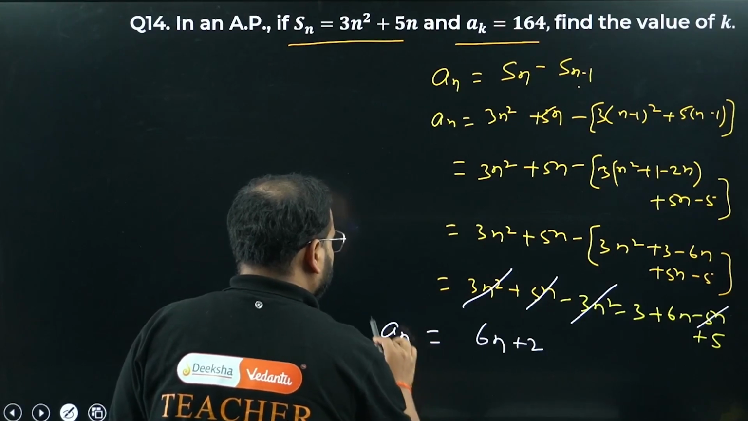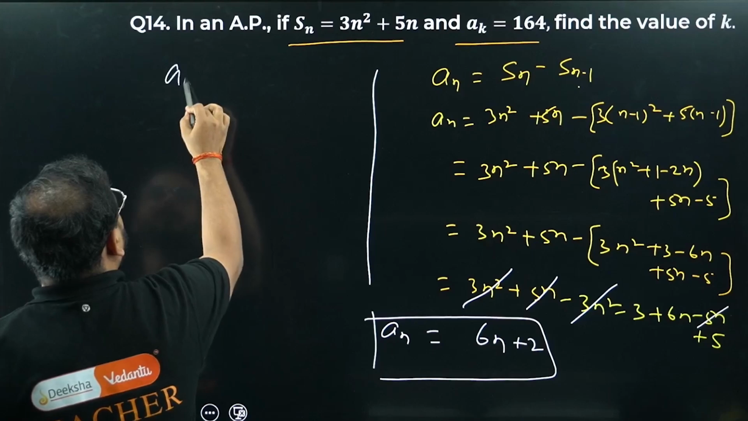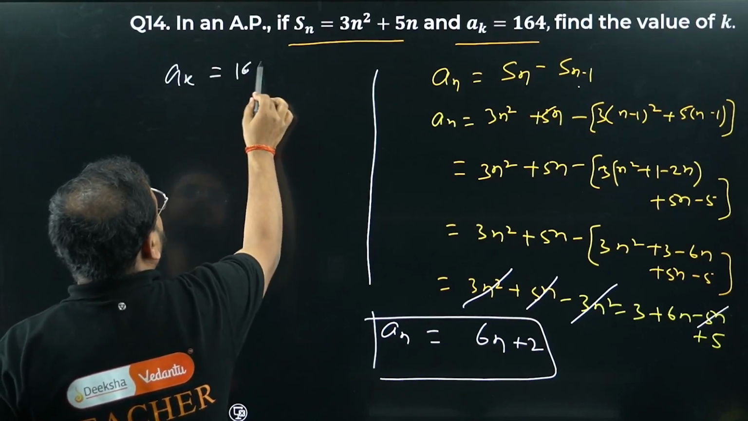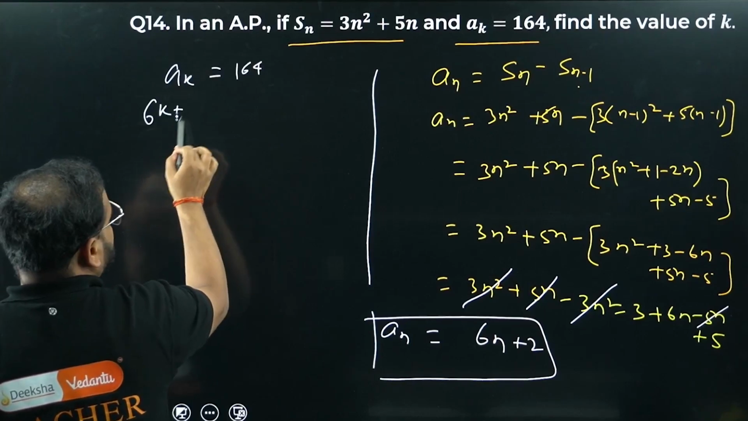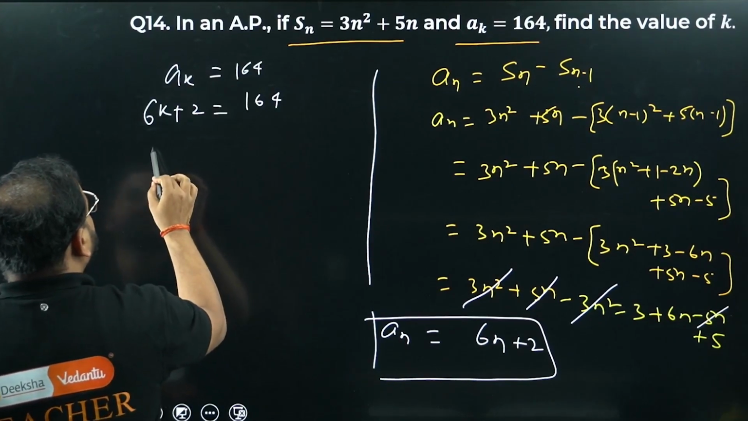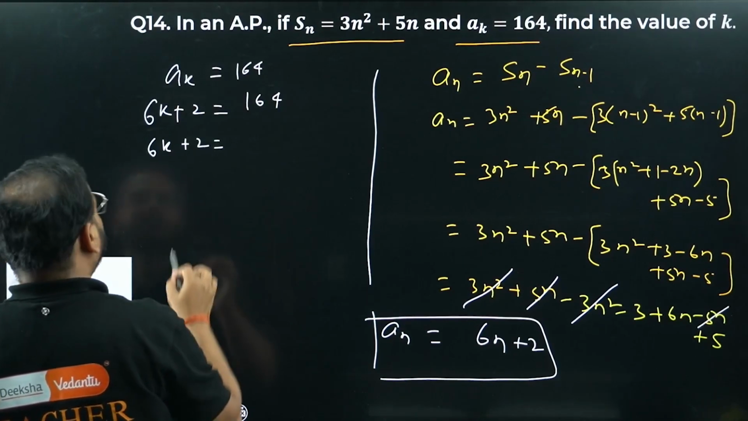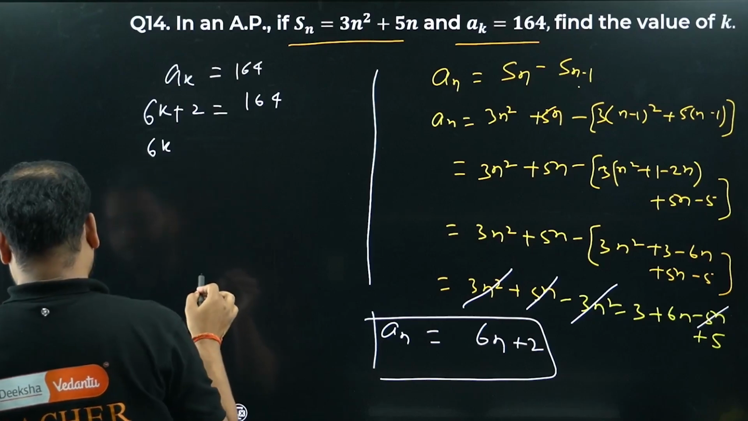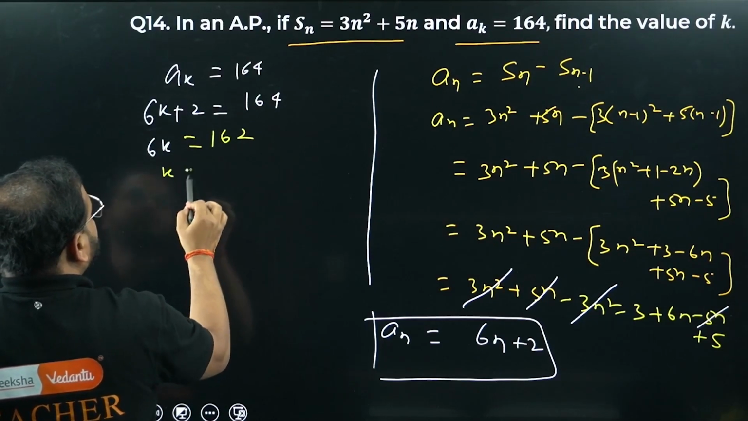My an. Now in this particular case they have given ak, right? They have given ak as 164. So replace this: 6k plus 2 will be equal to 164. Okay, so 6k plus 2 will be what? 6k will be what? 162, right? So k equals to what?